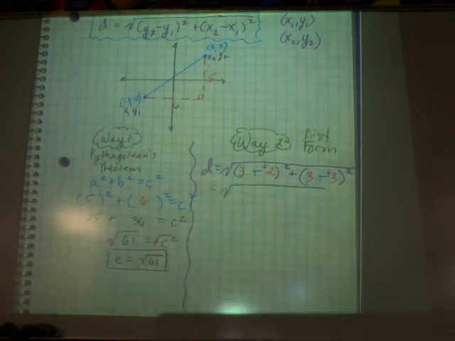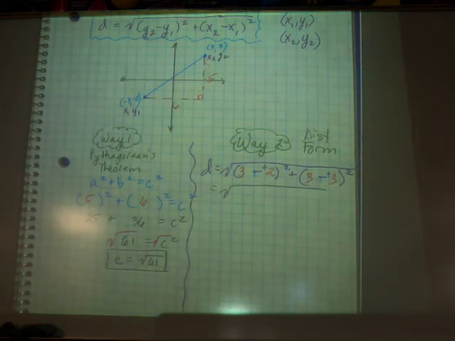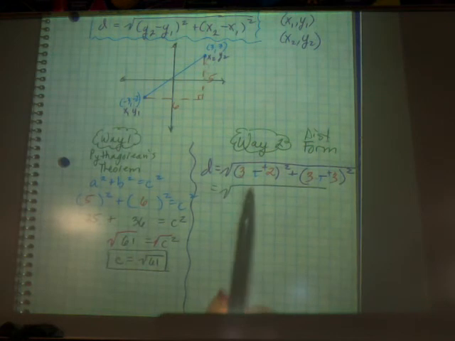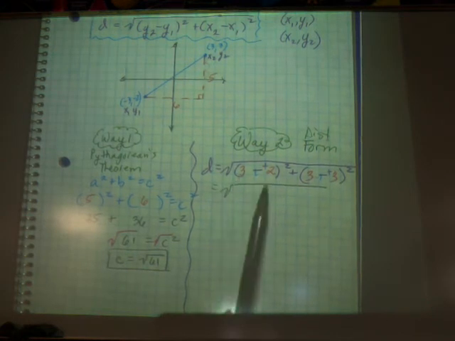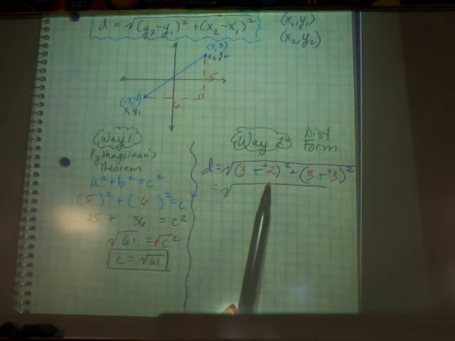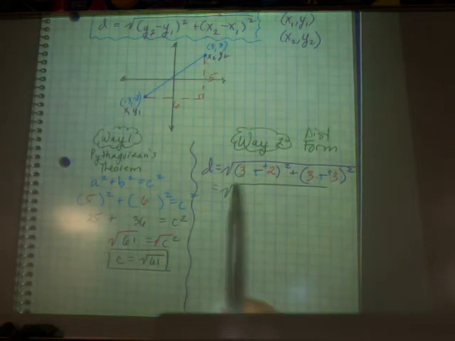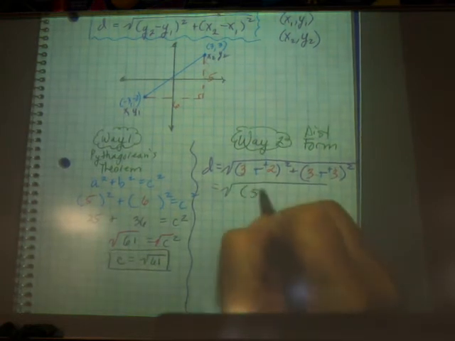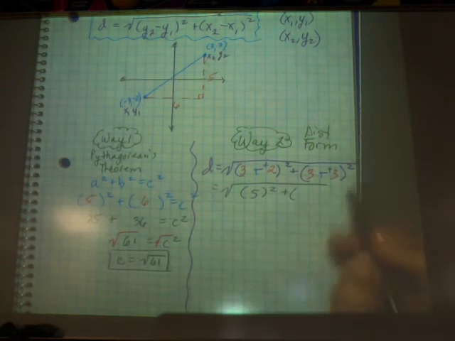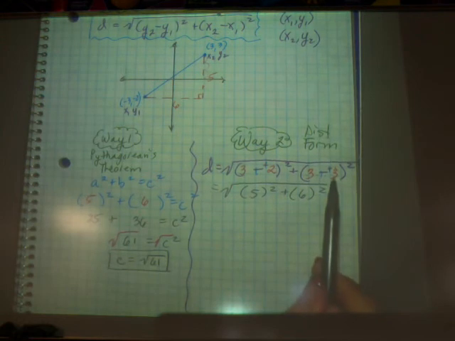Question? Would it make a difference if that one was reversed? It wouldn't, and I'll show you here in a minute. Let me actually find that difference. If you think on the number line, how far is 3 and negative 2 from each other on the number line? 5. So 3 plus 2 is 5, right? Squared. Plus 3 plus 3 is 6 squared. And 3 and negative 3 are 6 apart on the number line.